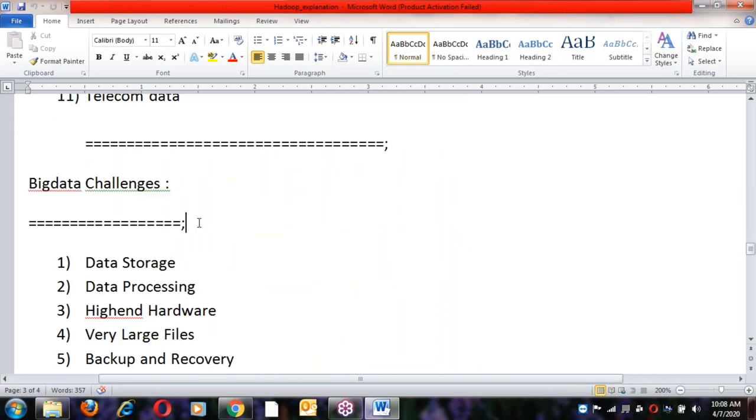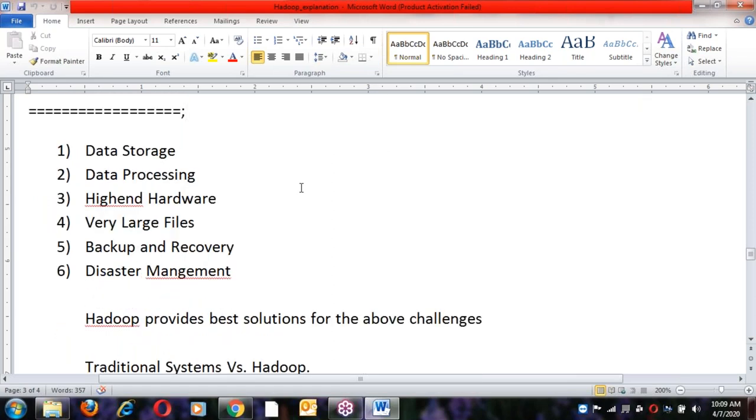Next, big data challenges. Yesterday's topic is big data challenges. What are the challenges that we face from big data? Let us see all of them: data storage, data processing, high-end hardware, very large files, backup and recovery, and disaster management.